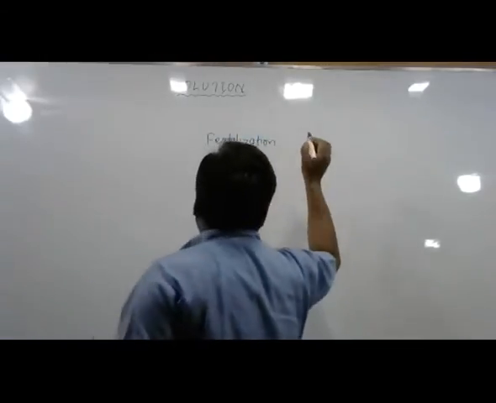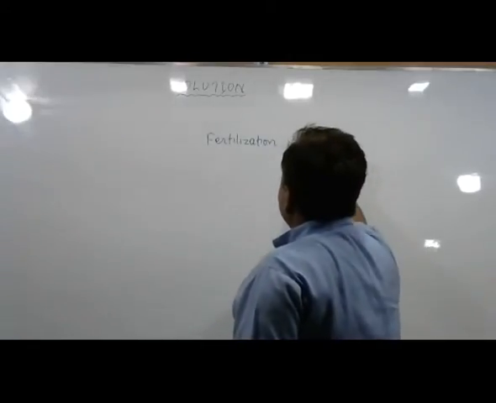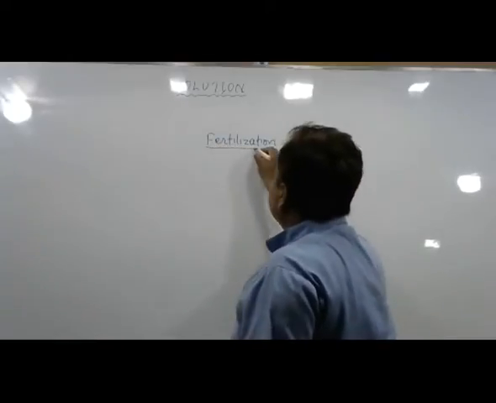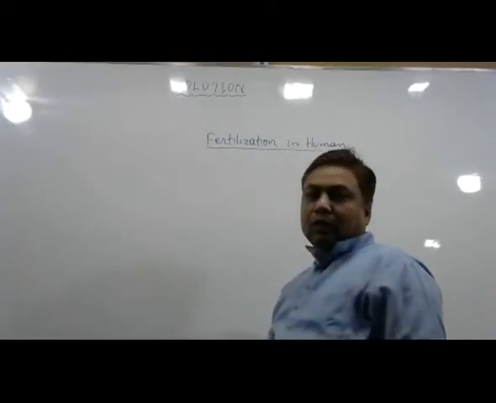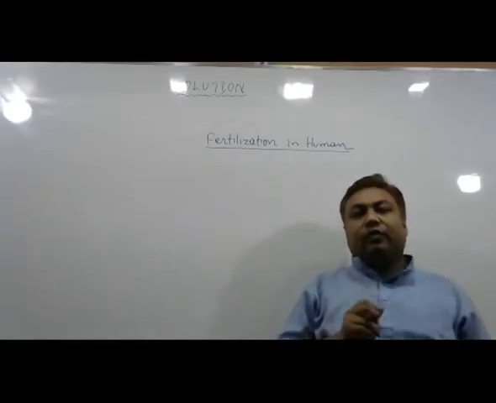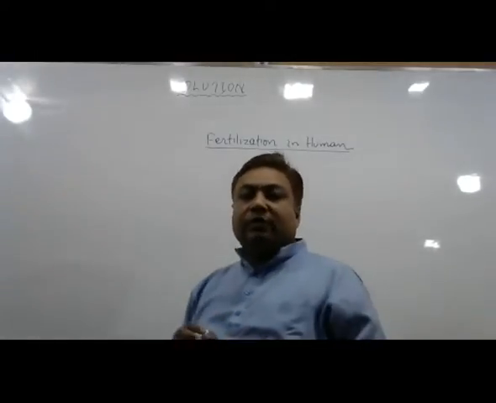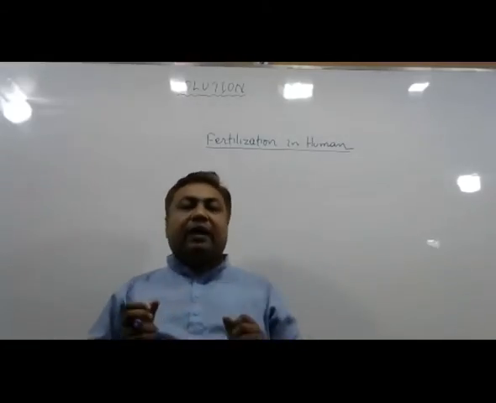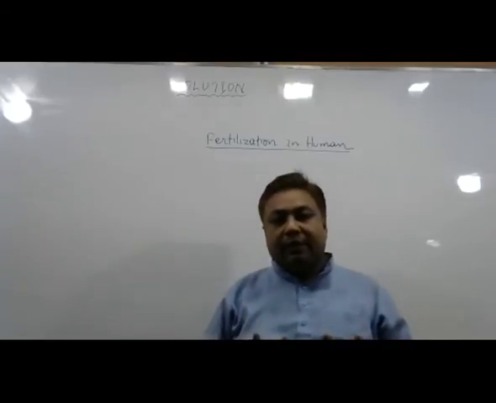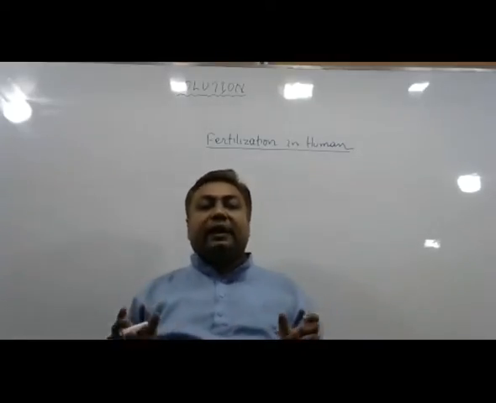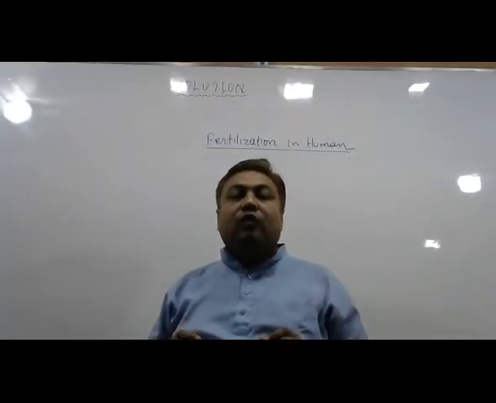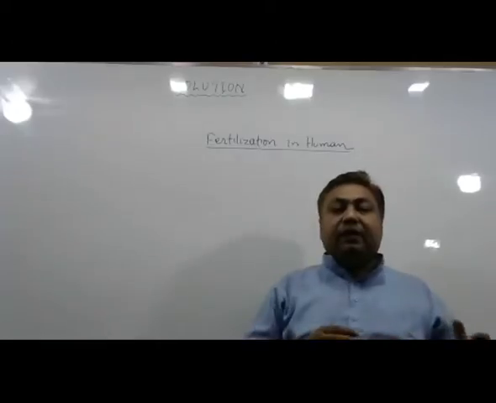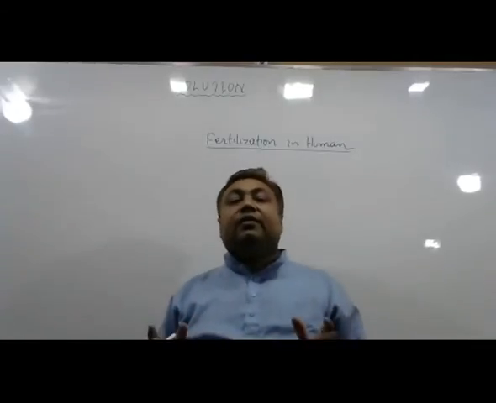Fertilization in human. What are the things necessary for fertilization? Fertilization means fusion of male and female gametes. The male gamete is sperm and the female gamete is ovum. So, maturation of male gametes and female gametes, then their fusion.